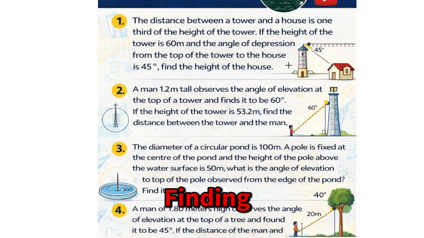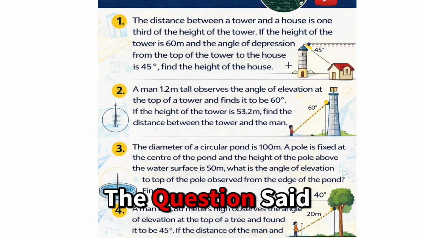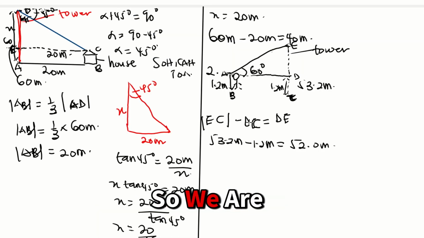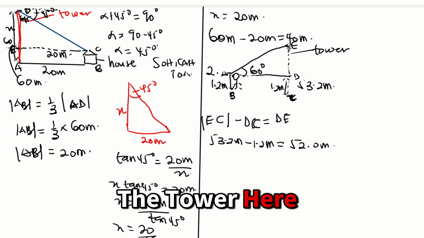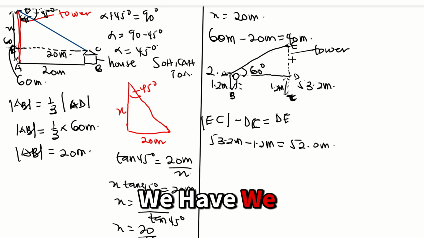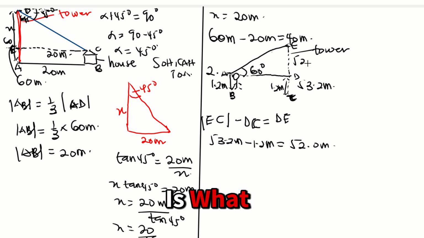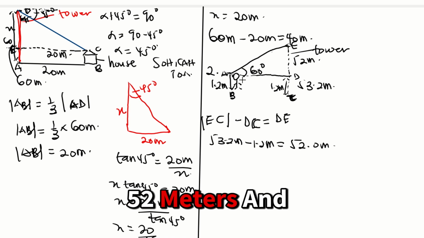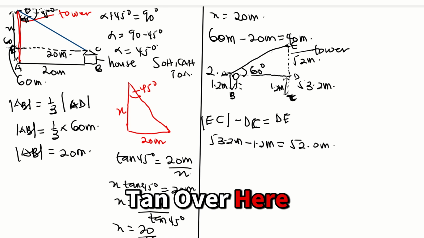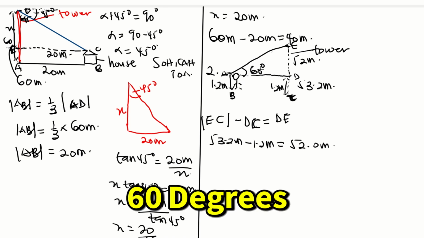But what are we finding? The question said find the distance between the tower and the man. So we are looking at the distance between the tower here and the man. But what do we have? We know that the distance here is 52 meters, and we don't know here. Same way, we have to use tan over here. What is tan 60 degrees?